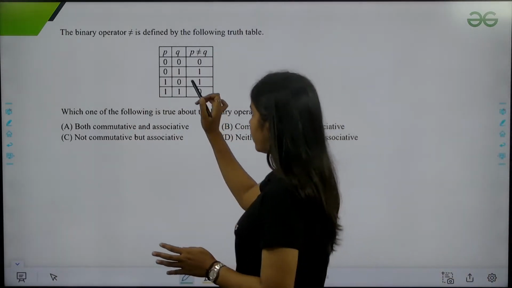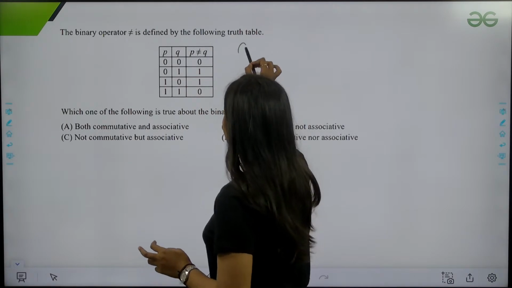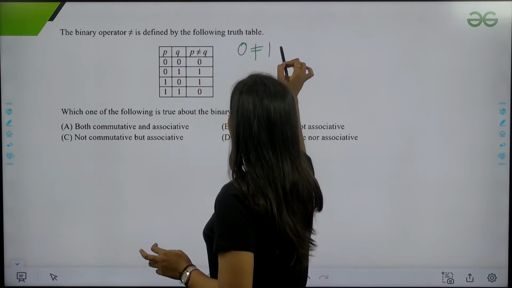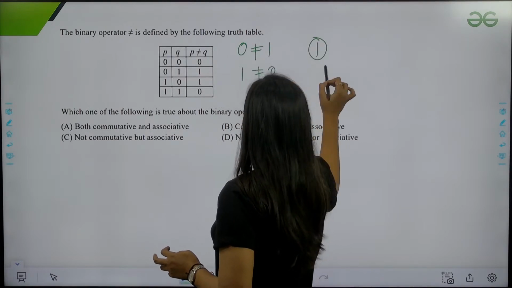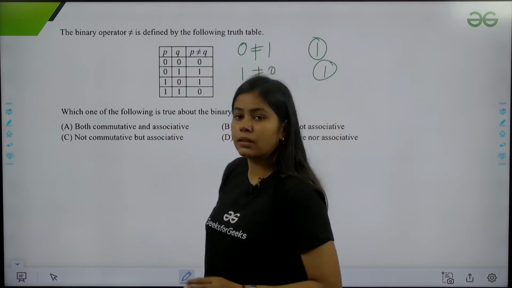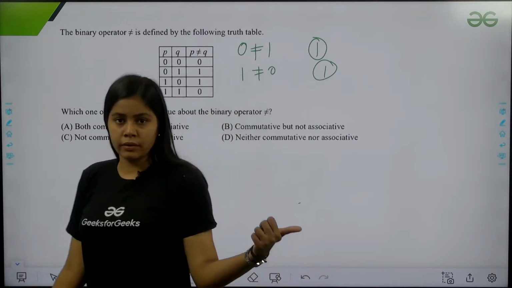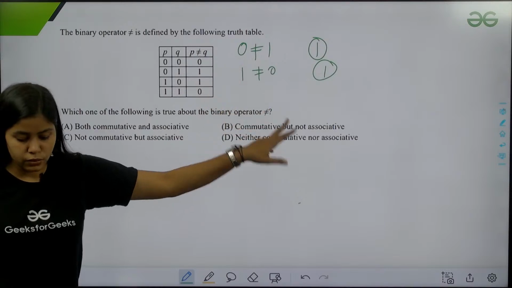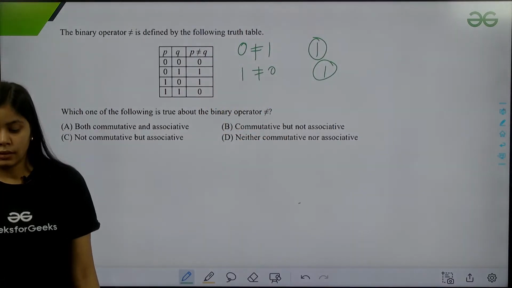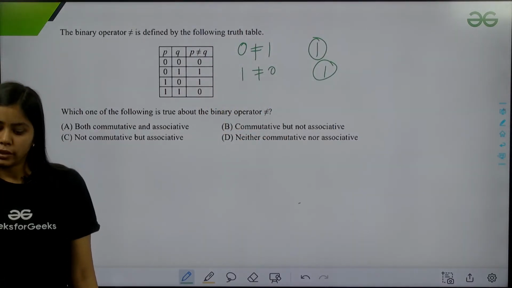Let's talk about commutative. You can see that if we are going to discuss 0 not equals to 1 give me 1, and 1 not equals to 0 also give me 1. So that means these are commutative, right? Because if I do 0 not equals to 1, I'll get 1, 1 not equals to 0, I'll get 1, right? So I can say that it is commutative.